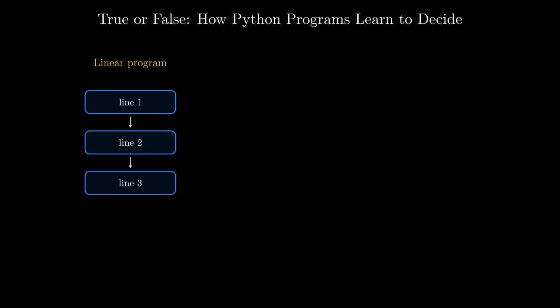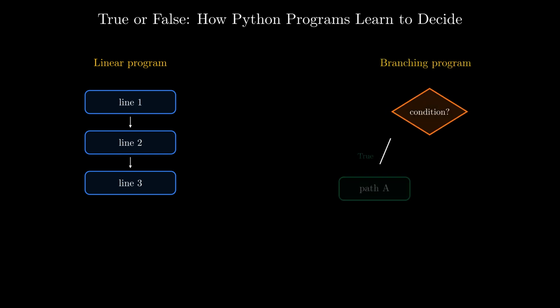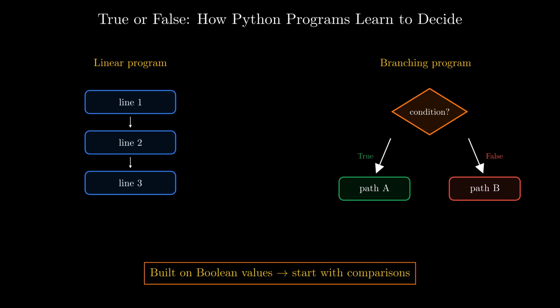Every program we've written so far runs in a straight line. Each line executes once, top to bottom, with no way to skip, repeat, or choose. Branching changes that. A program takes one pass when a condition holds, and a different pass otherwise. Branching is built on Boolean values, so we start with comparisons.